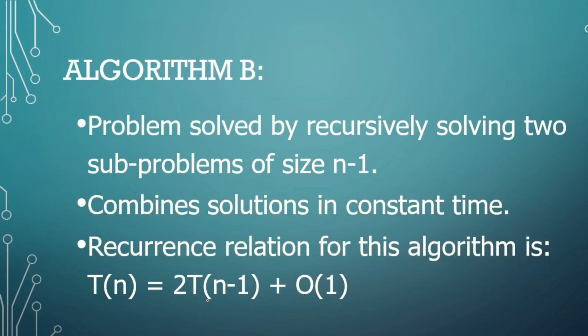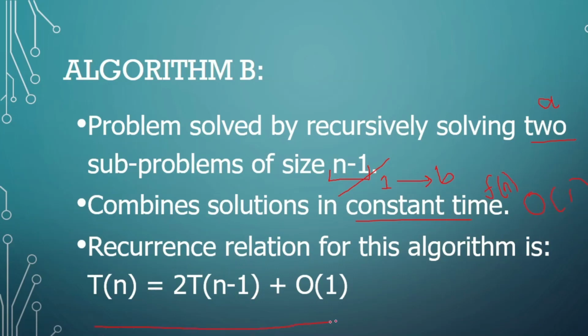Let's look at another example. Problem B, algorithm B. We did say that it solves 2 sub-problems, so that would be a, and then sub-problems are of size n minus 1, and we did say here divided by 1, so just 1 is b, and then combines the solution in constant time, that will be big O of 1, so this is our f(n).